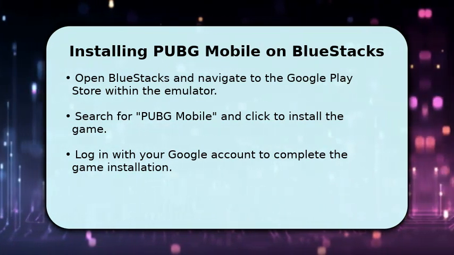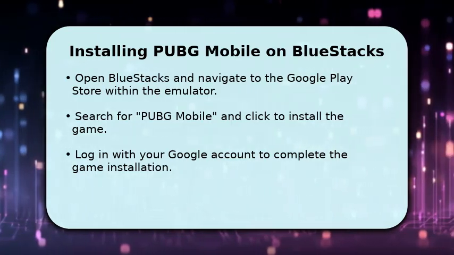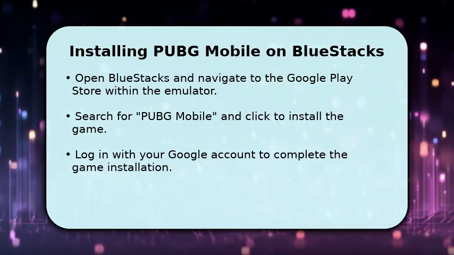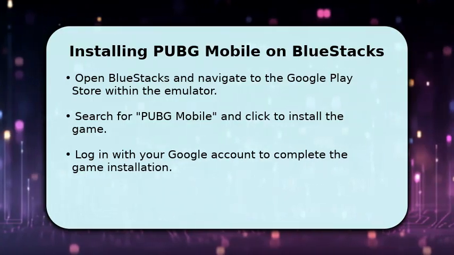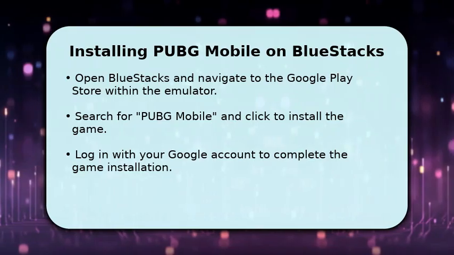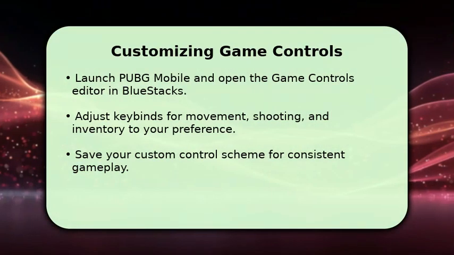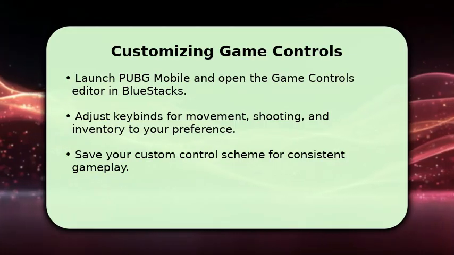Once Bluestacks is up and running, open the Google Play Store directly within the emulator. Search for PUBG Mobile and proceed with the installation, just as you would on a regular Android device. You will need to log in with your Google account to access the Play Store and complete the game download. This process usually takes only a few minutes, depending on your internet speed.